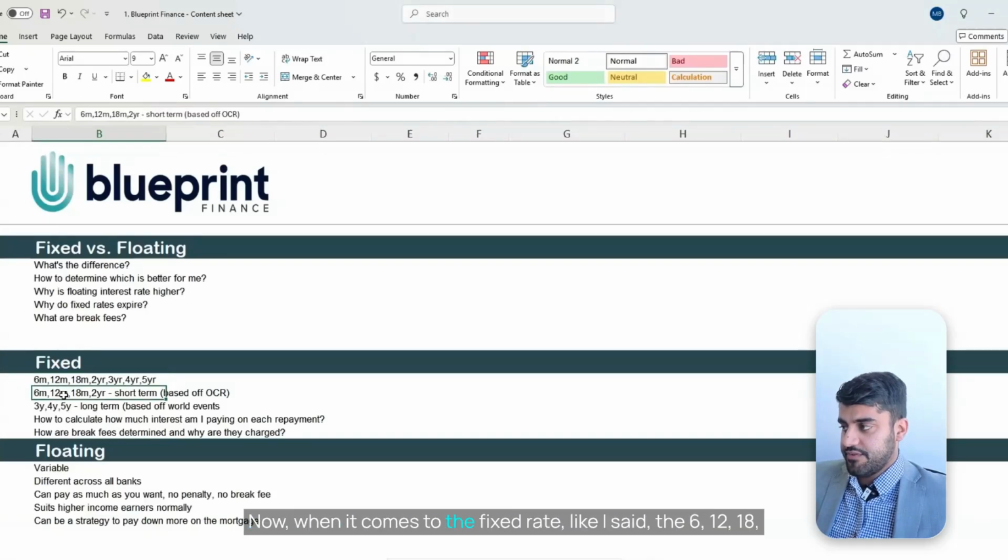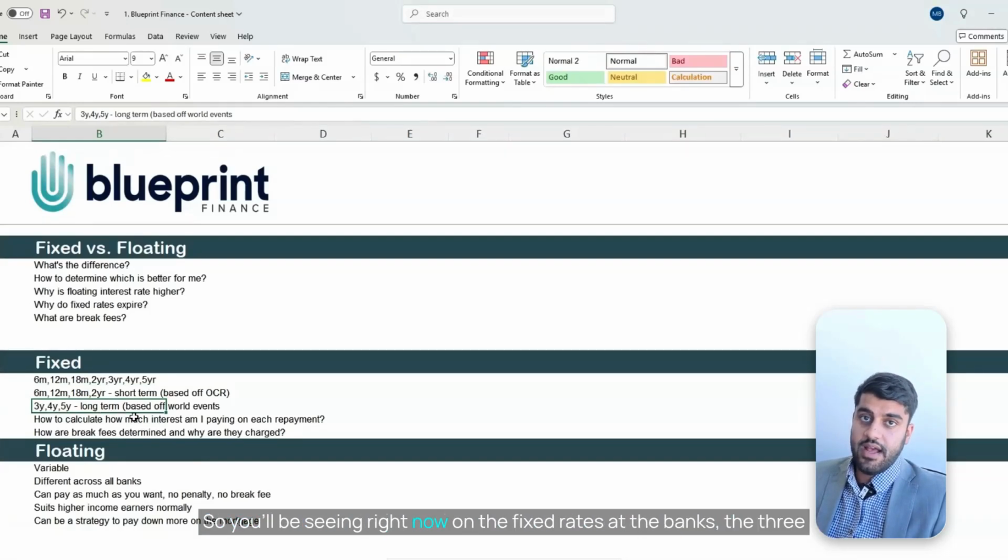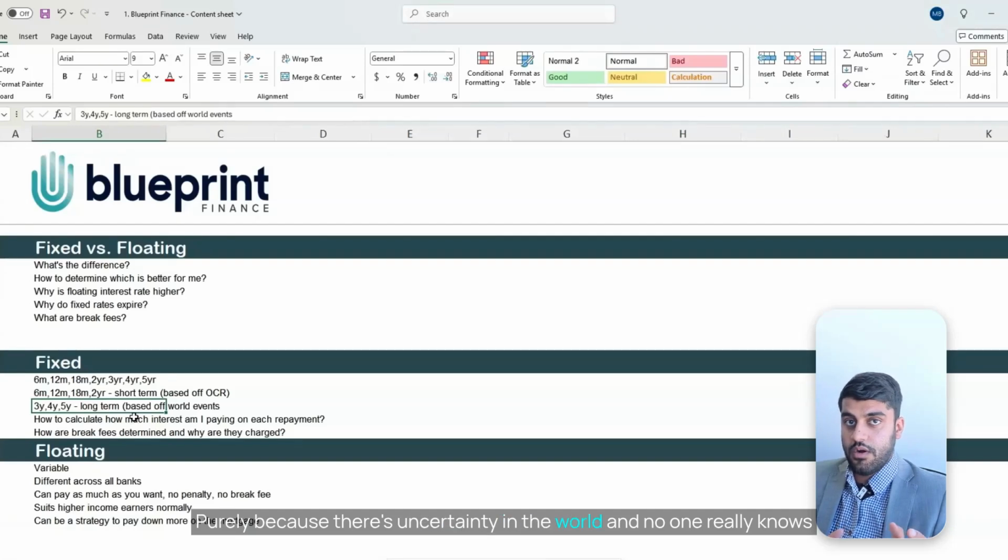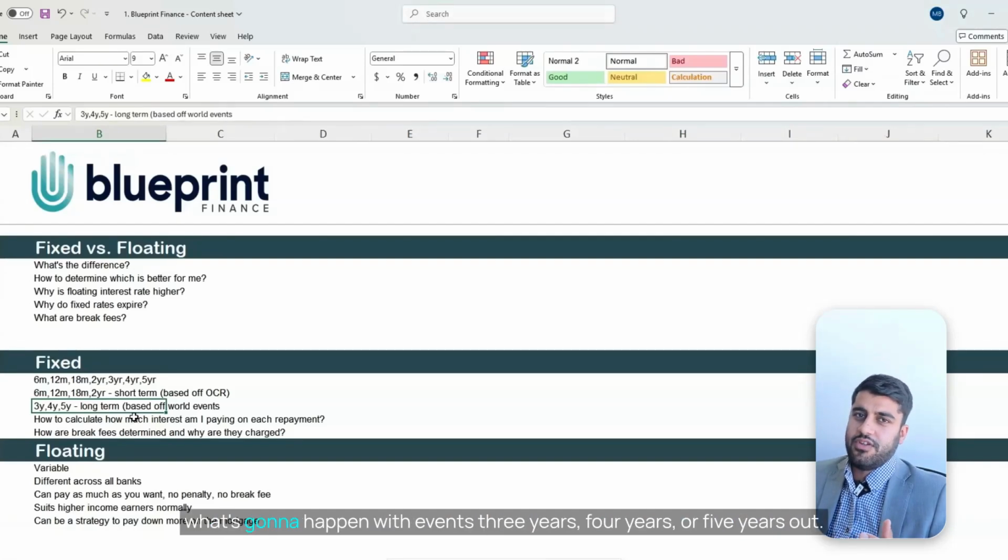Now, when it comes to the fixed rate, like I said, the 6, 12, 18, and 2-year are based off the OCR, and 3, 4, 5 are based off long-term events. So you'll be seeing right now on the fixed rates at the banks, the 3-year, 4-year, and 5-year are generally higher than the 6, 12, 18, and 2, purely because there's uncertainty in the world and no one really knows what's going to happen with events 3 years, 4 years, or 5 years out.